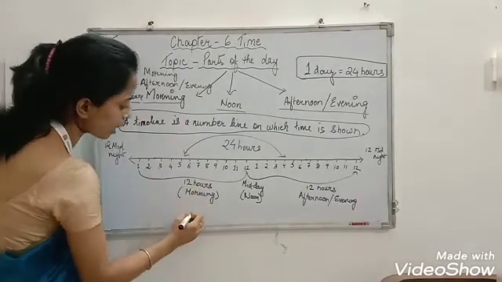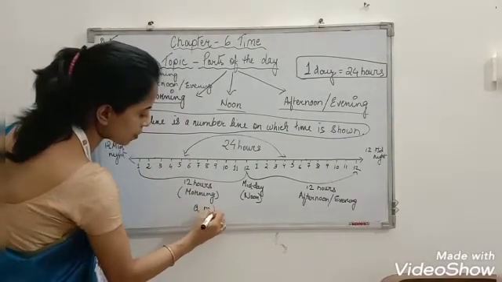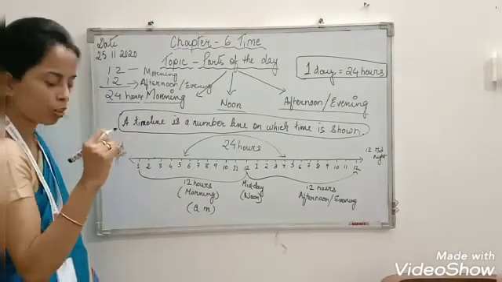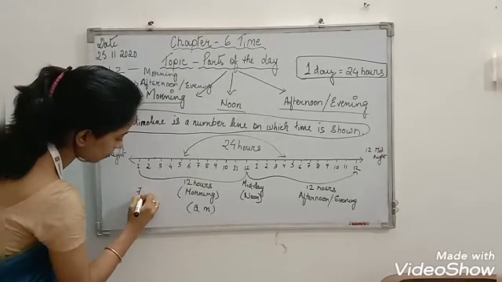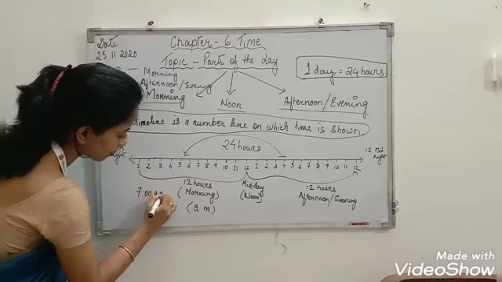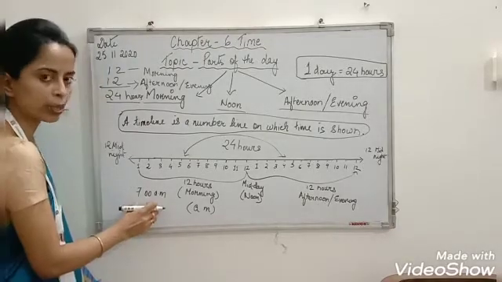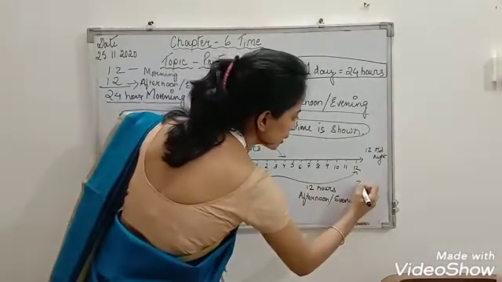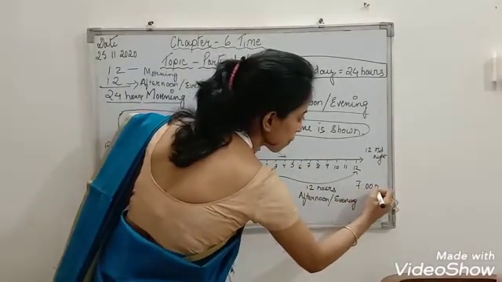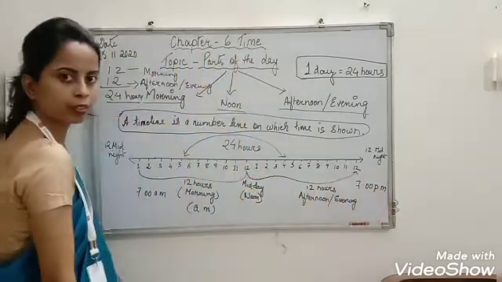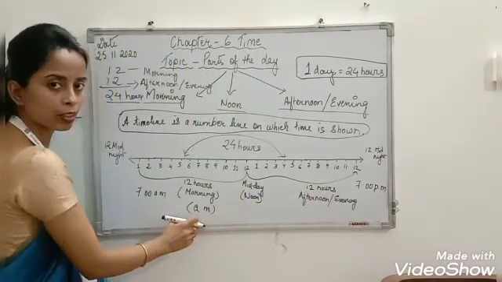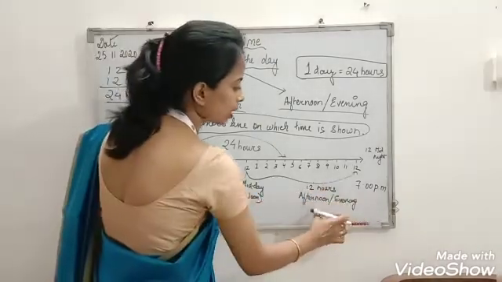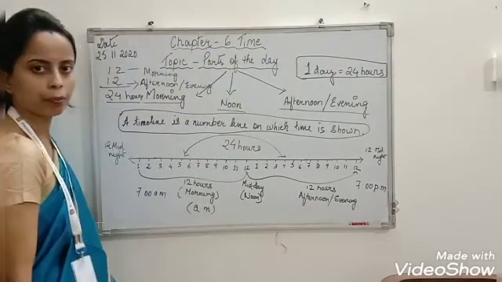So, children, we use AM in morning time. I am writing here AM, that is anti-meridian. Suppose your time is morning, 7 o'clock. What do you write? 7 AM. It's a morning time. When we write AM, that means it's a morning time. If it's evening, what do you write? 7 PM, post meridian. So, AM represents morning time. PM is afternoon or evening time.